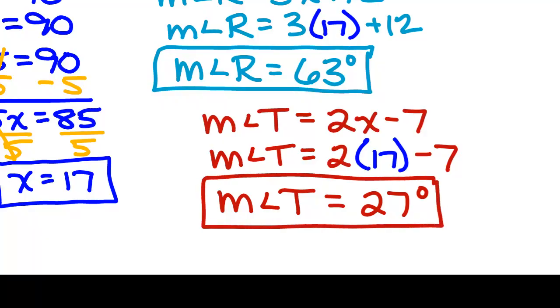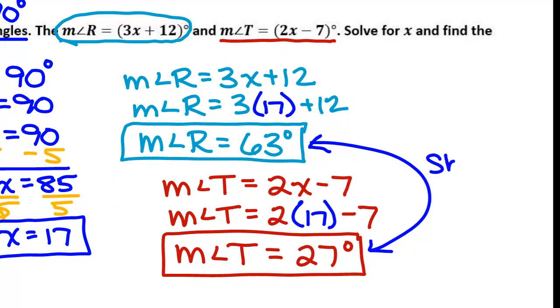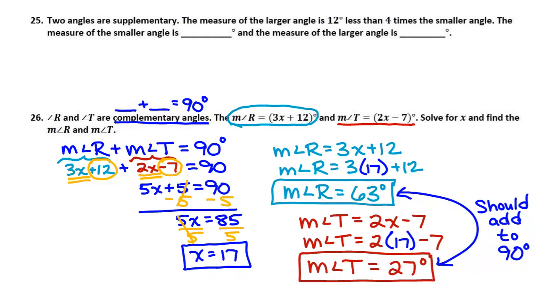And these two angles, because they are complementary, should add up to what? Should add up to 90. Do they add to 90? Does 63 and 27 add to 90? Yes.